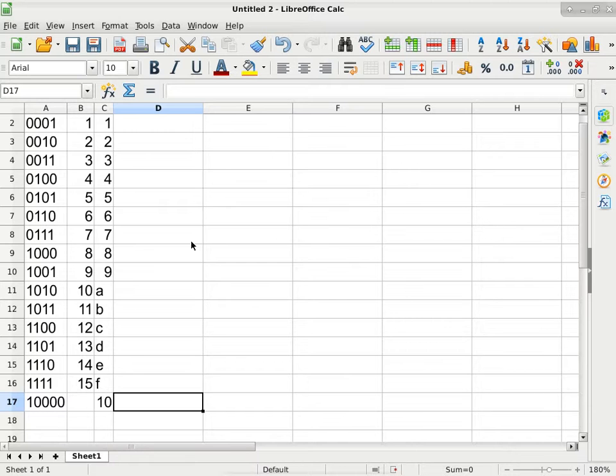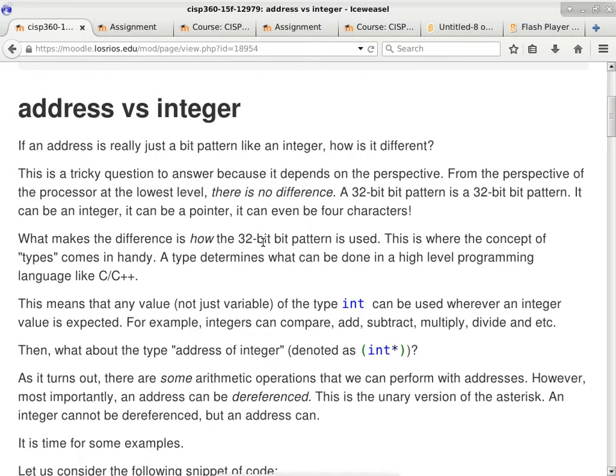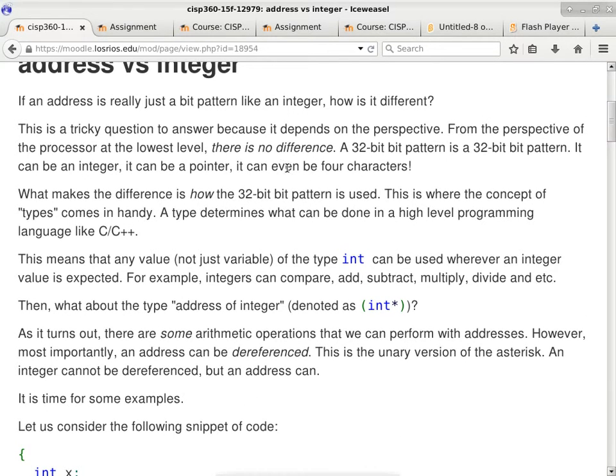All right, okay. So with that question answered, we are going back to this slide here because I want to continue to talk about what is an address and what is an integer. Well, there is a difference. Let me just read my own question here because it is significant. If an address is really just a bit pattern like an integer, then how is it different? How is an address different from an integer?